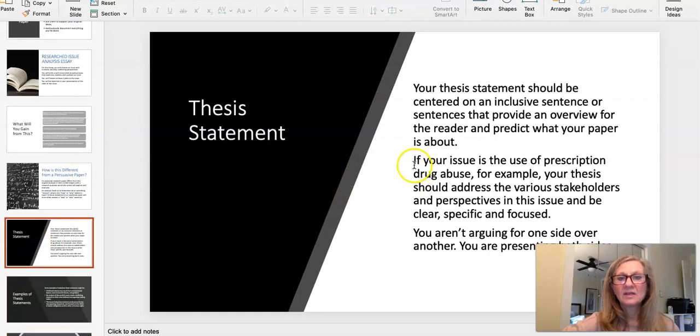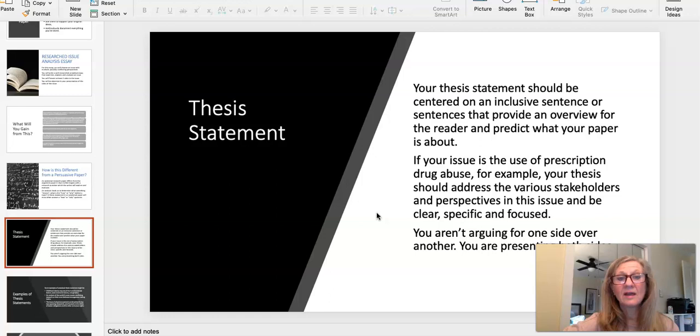So the sample I had here was if your issue is about prescription drug abuse, which is clearly a controversial and emotionally laden topic, your thesis statement is going to address both sides or multiple sides of the issue. So you might decide that your perspectives are going to deal with the various reasons why prescription drug abuse is so prevalent, or you're going to look at various ways of tackling prescription drug abuse.